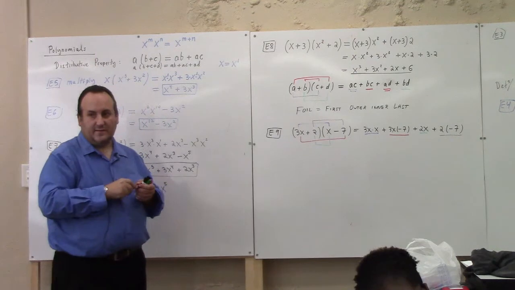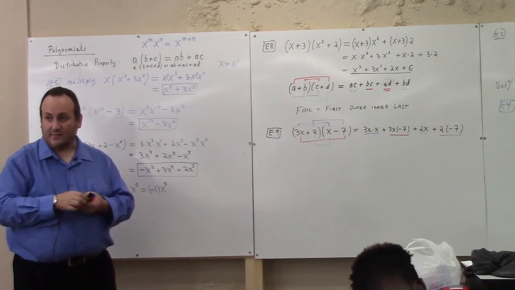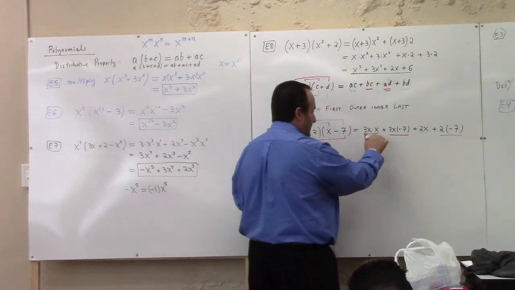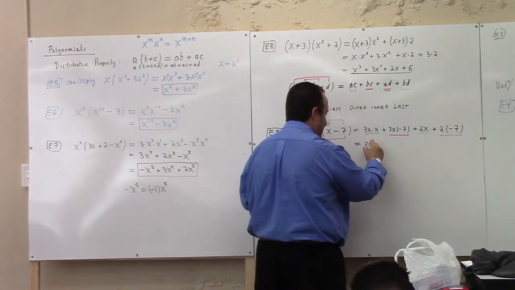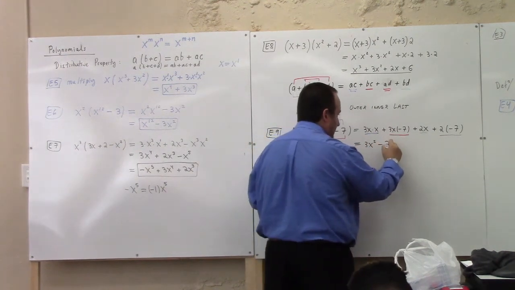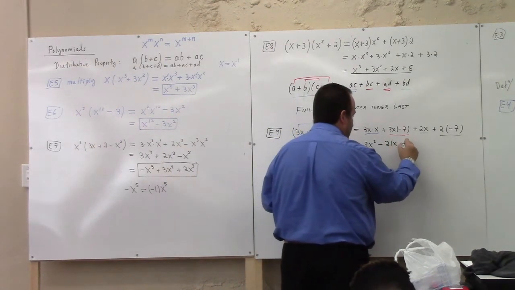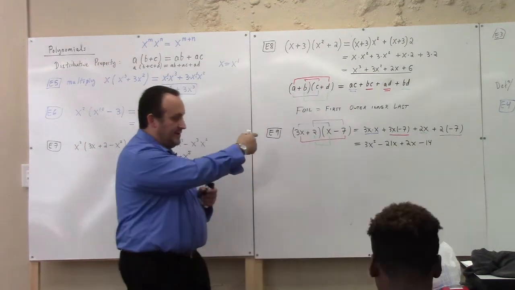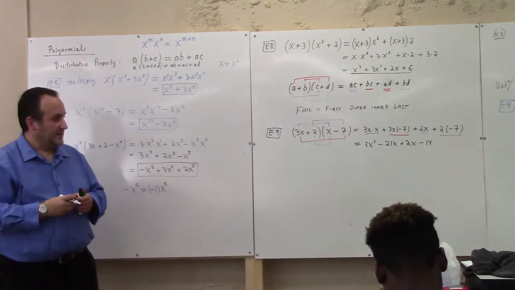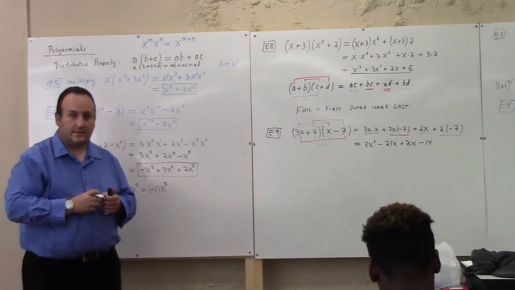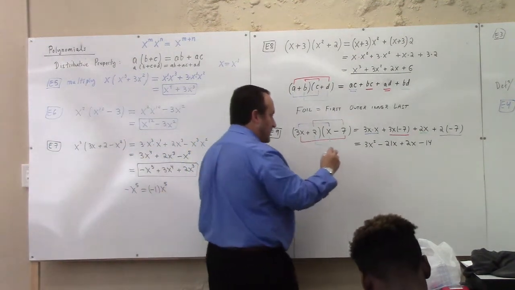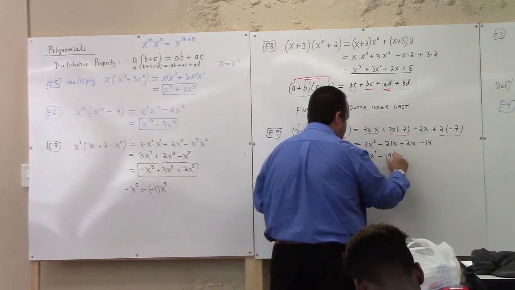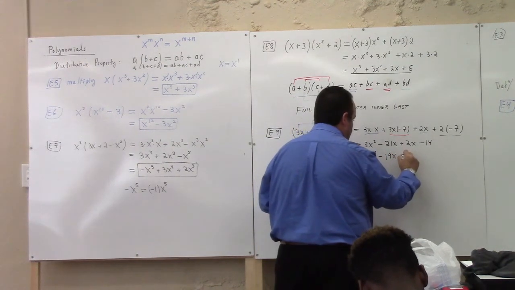Now, I suppose we should simplify our answer. We can collect terms. What do we got? We've got 3x squared minus 21x plus 2x minus 14. Oh, I'm not done, because we can combine like terms. What's minus 21 plus 2? Minus 19. So we got 3x squared minus 19x minus 14.